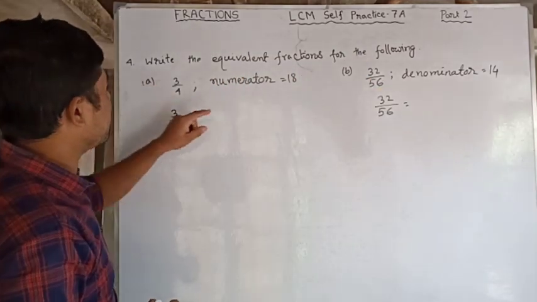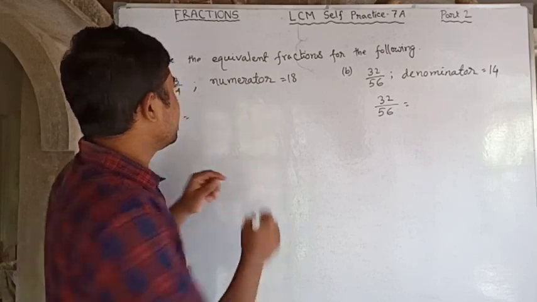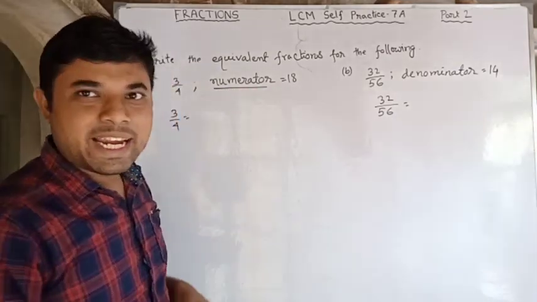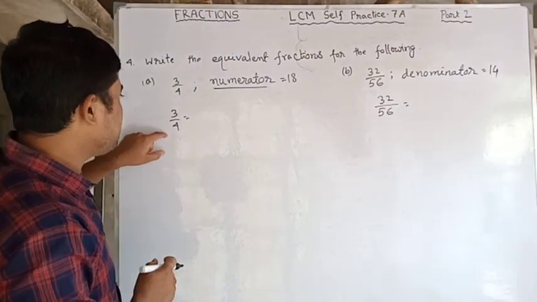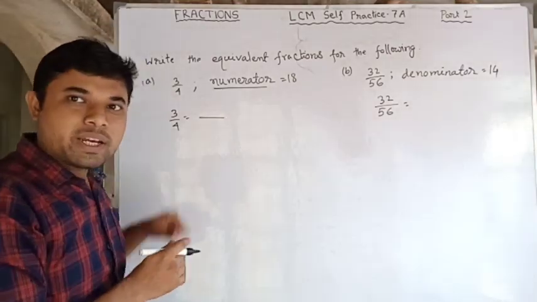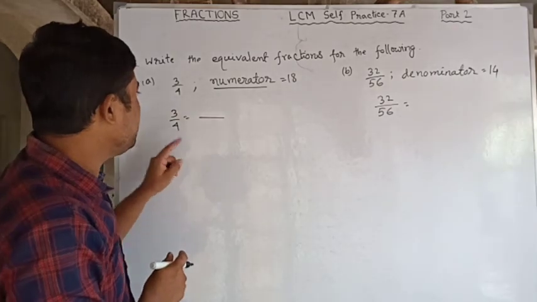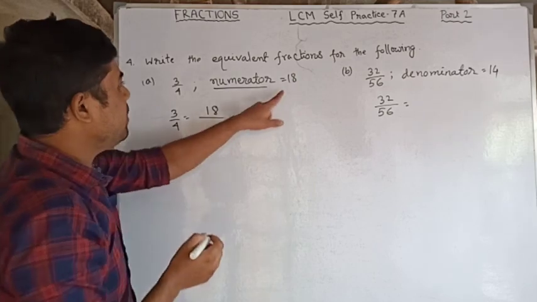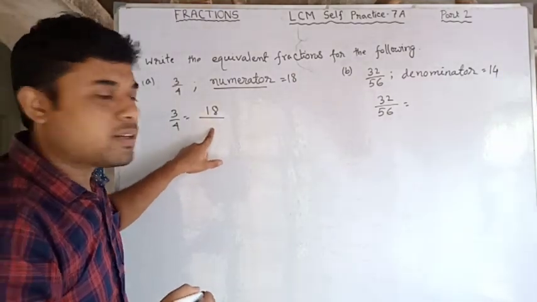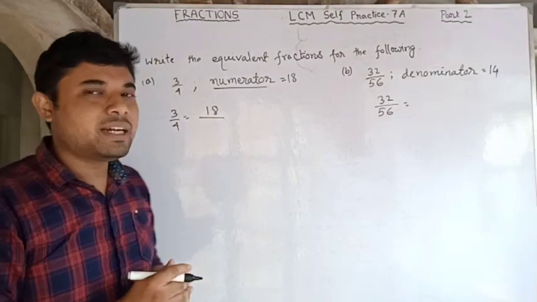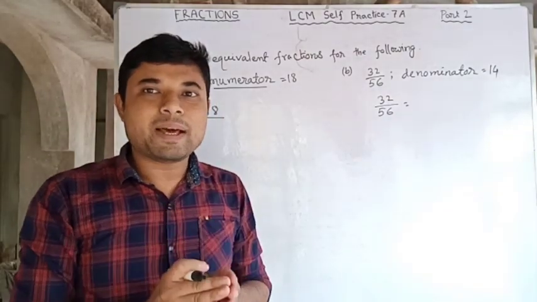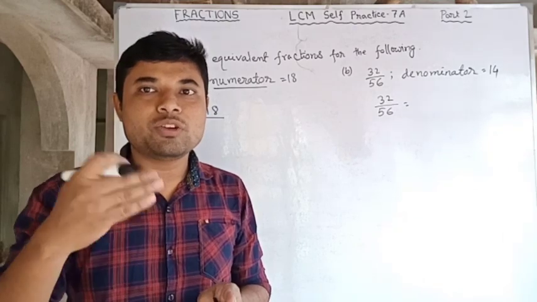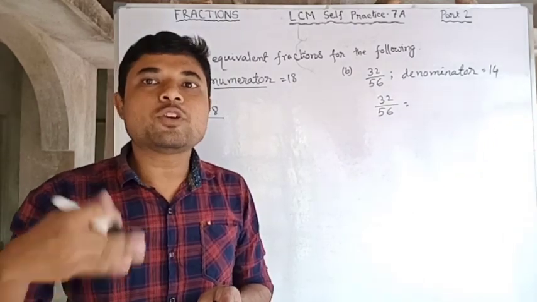A, 3/4, numerator 18. That means the required fraction whose numerator will be 18. Equivalent fraction of 3/4 means it will be equal. So which fraction will be equal to 3/4 and have numerator 18? We have already learned that we can multiply or divide a fraction by the same number to the numerator and denominator to find an equivalent fraction.